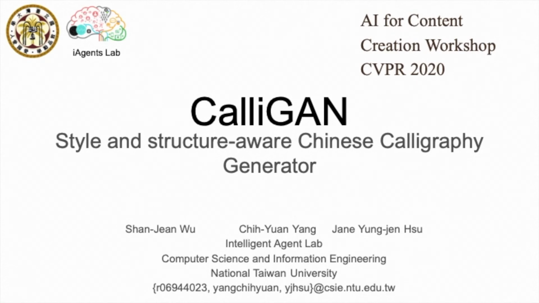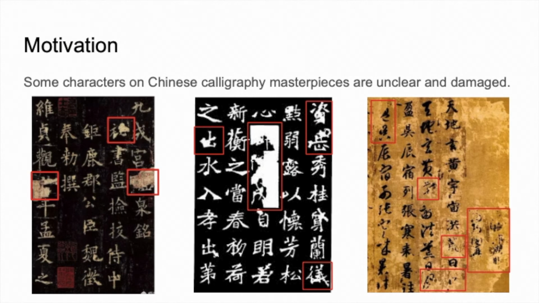Our work, CaliGAN, is a style and structure-aware Chinese calligraphy character generator. Chinese calligraphy is the composition of brush-written characters on paper or stylus. However, some characters become unclear or damaged when papers and stylus decay. This problem restrains calligrapher beginners from emulating masterpieces and designers from using masters' work.